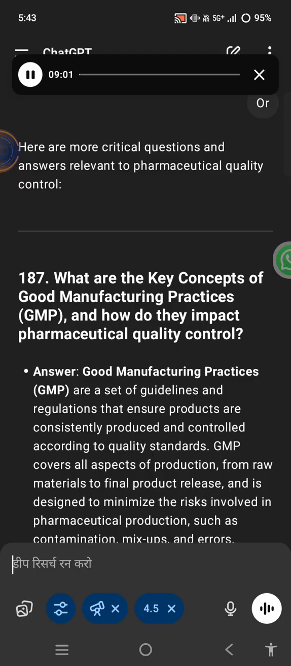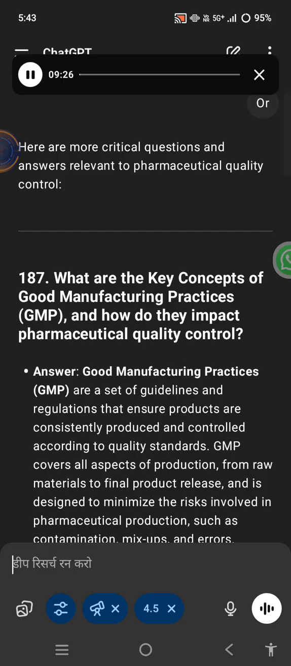Kanban, a visual scheduling system that helps manage inventory and production flow. Total productive maintenance, TPM, focuses on maintaining equipment and preventing downtime to improve process reliability. Benefits in pharmaceuticals: reduced costs, faster time to market, enhanced product consistency, improved regulatory compliance.